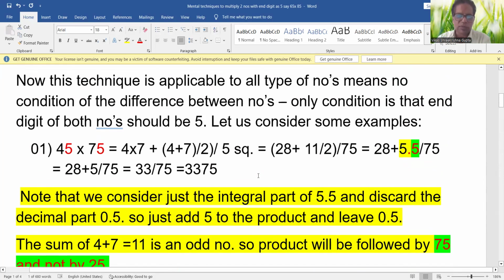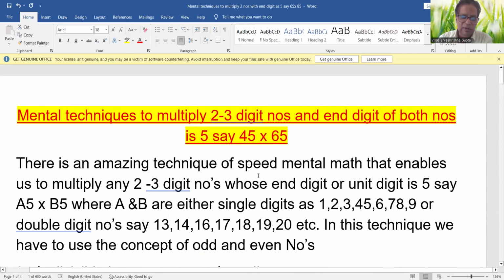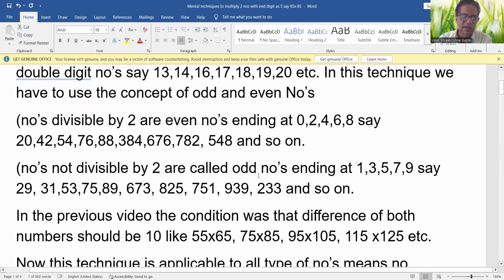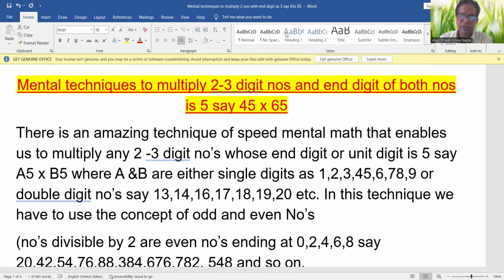So here I stop sharing the video screen because I've shown you everything in this. I hope you have understood this technique very well. It's a very simple and wonderful technique to multiply numbers ending with 5. In the next video, I will show you some other techniques of multiplication by 5.